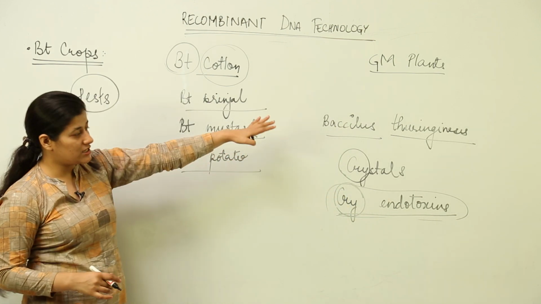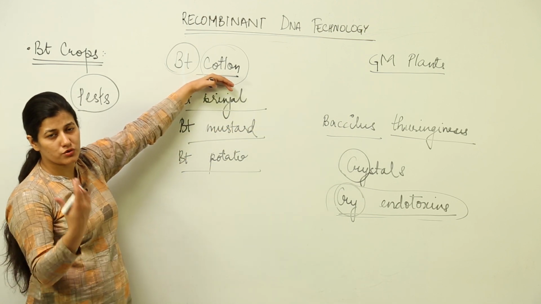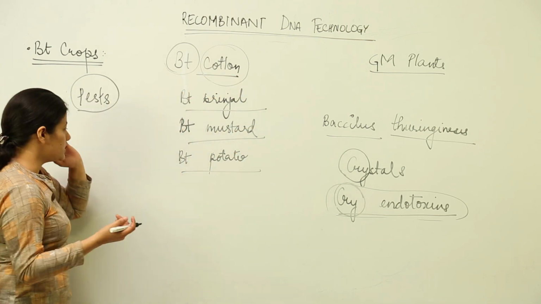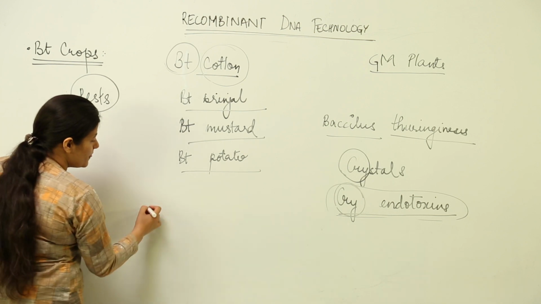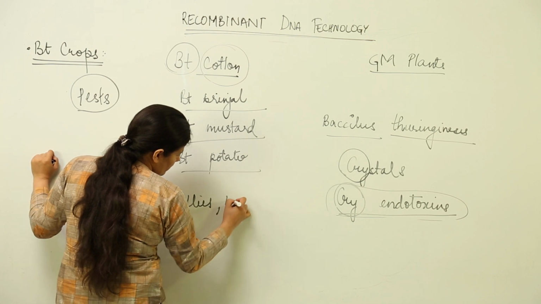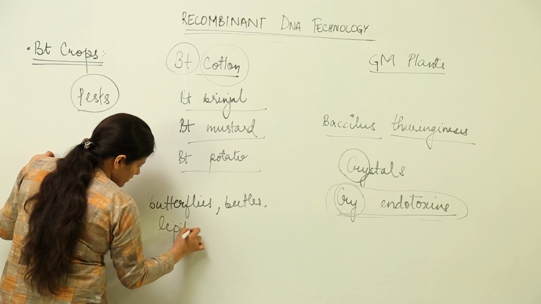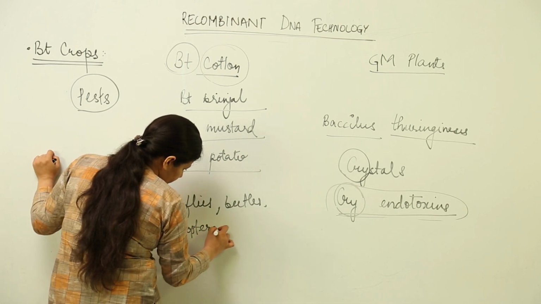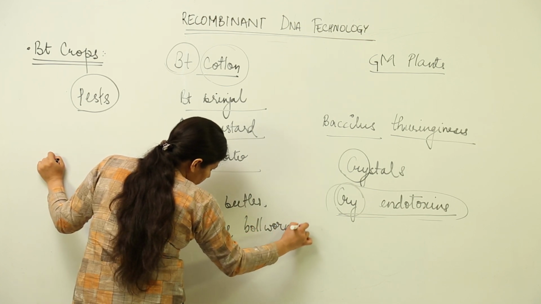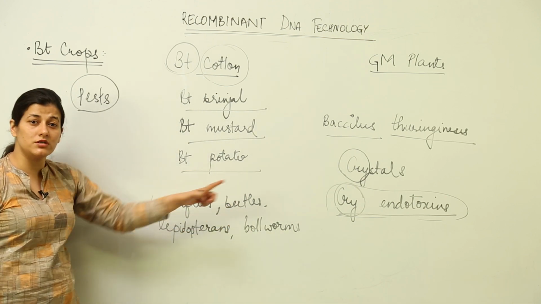That means this bacteria produces this class of endotoxins, and at the same time the cotton that will be produced after genetic modification will also produce these endotoxins. Now this cotton is often infested by butterflies, beetles, lepidopteran insects, bollworms, corn borers, etc. These are the categories of insects which this cry endotoxin is going to target.